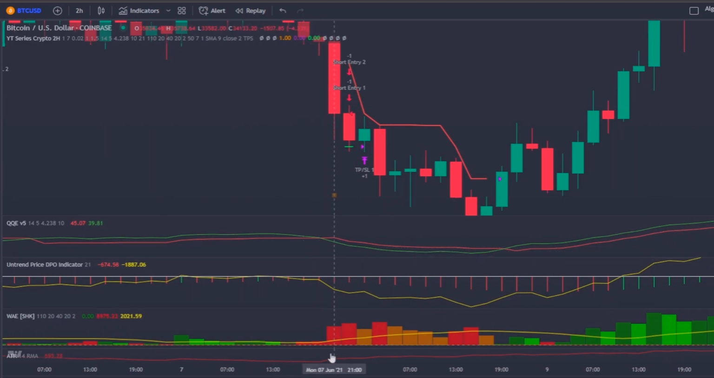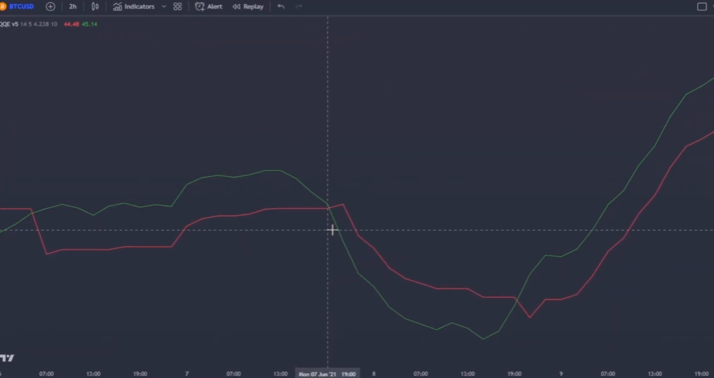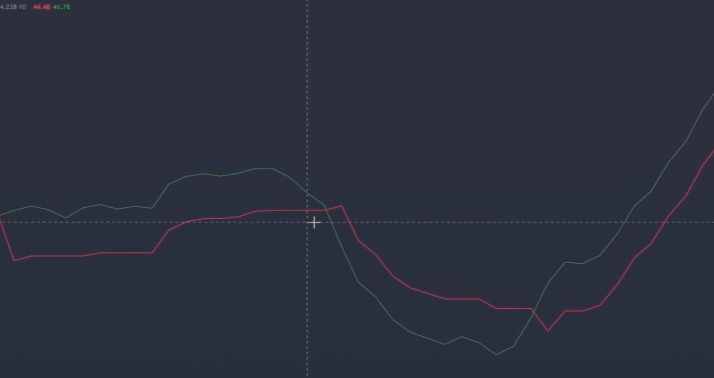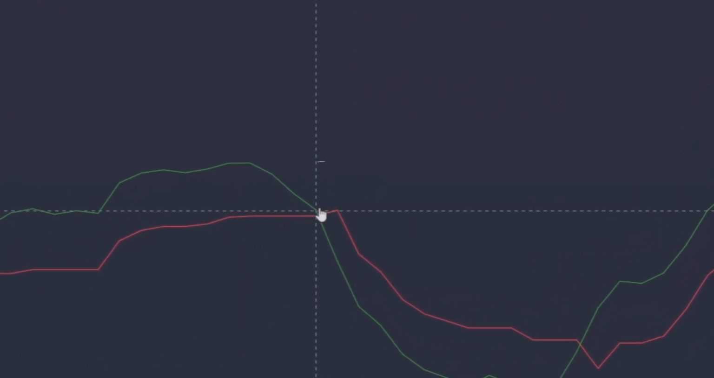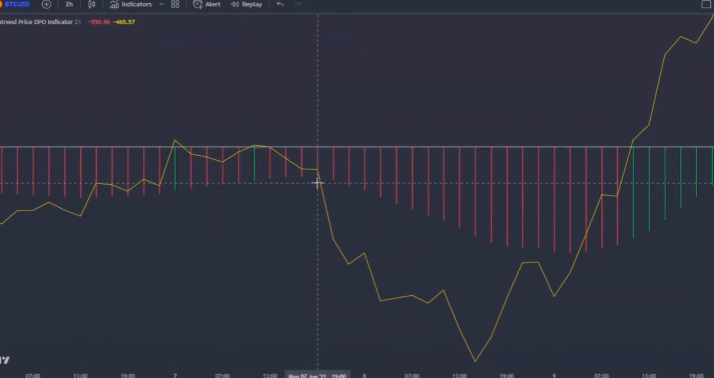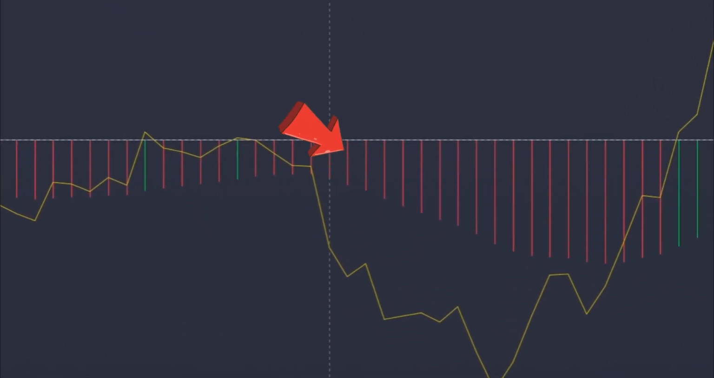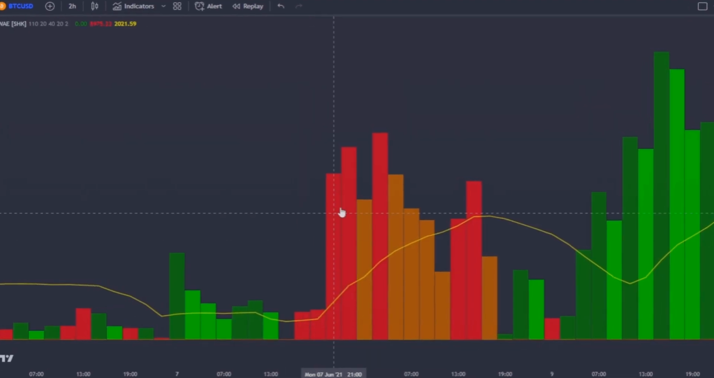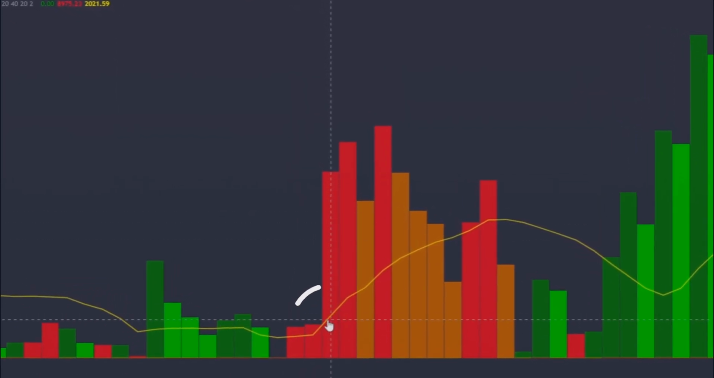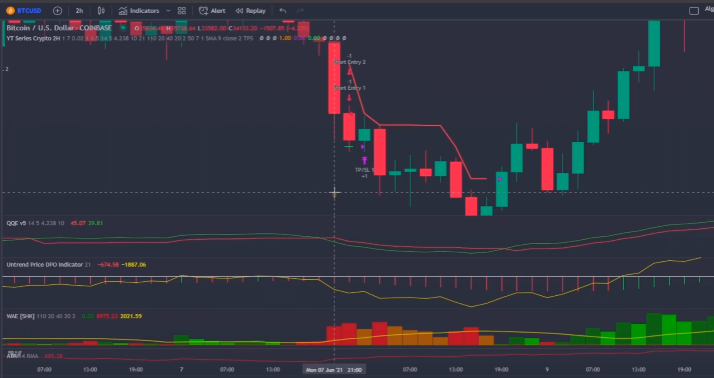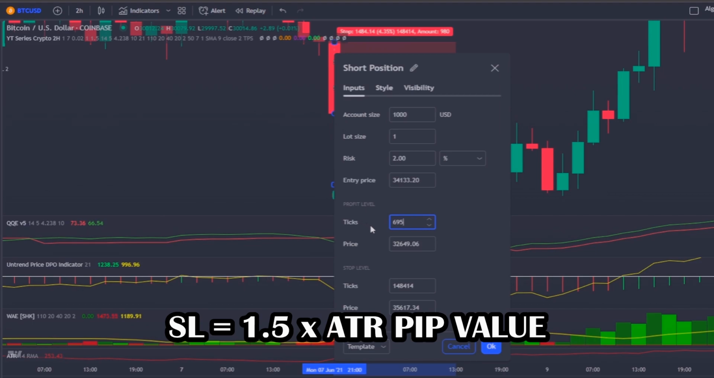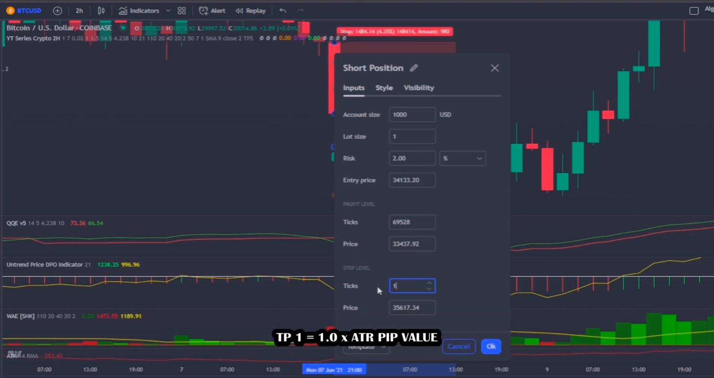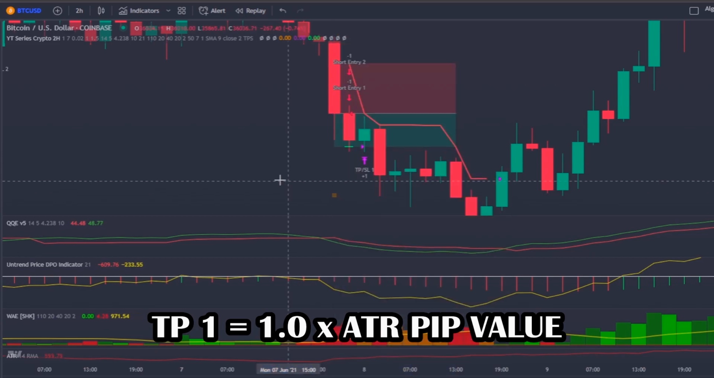So here we have our strategy at the moment. For a short position, the Ep.4 has to give a sell signal, so when the green line crosses under the red one, the untrend price DPO line has to be under the zero level, and the Water explosion volume bar has to be above the yellow moving average. For the risk management, you already know that the stop loss is equal to 1.5 times the ATR pip value, and our take profit 1 is on the 1 times ATR pip value level.